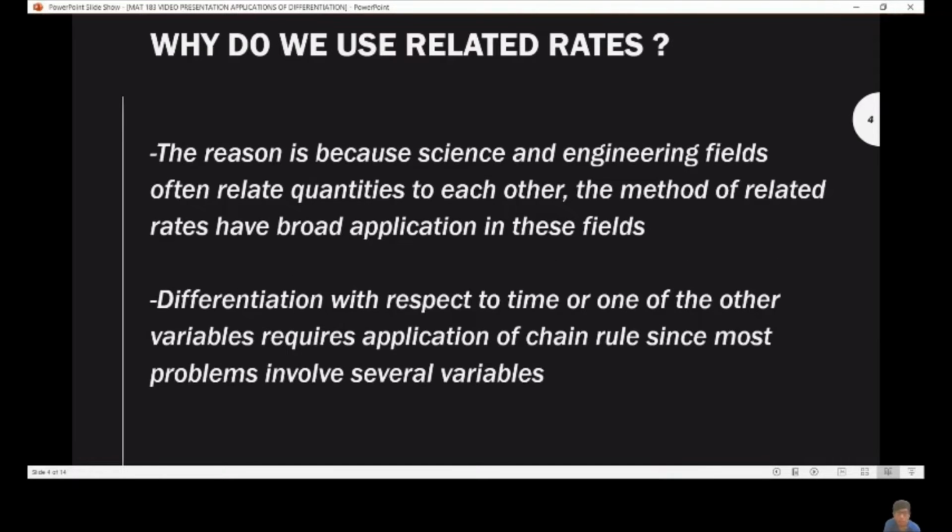Next, why do we use related rate? The reason is because science and engineering fields often relate quantities to each other. The method of related rates has broad application in these fields. Related rates involve differentiation with respect to time or one of the other variables, which requires application of the chain rule, since most problems involve several variables.